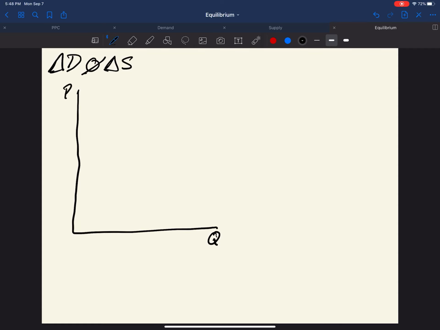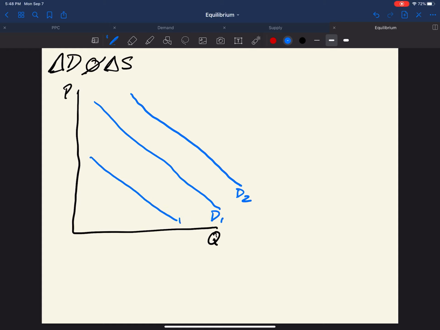Now, you already know what shifts demand on this end, so you don't have to worry about learning anything new. You're just applying what you've already learned on this end. And make sure you're keeping the idea of increase and decrease on this end. So, let's say that I have an increase in demand. All right, that's going to be a shift to the right. And I have a decrease in demand. That's going to be a shift to the left.